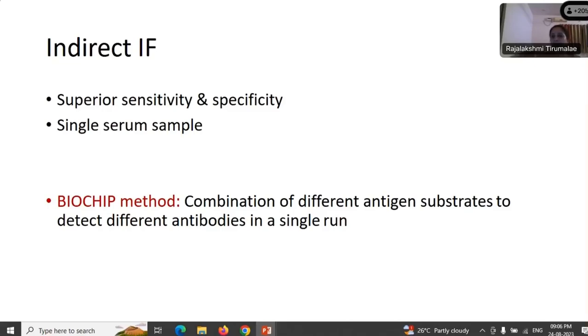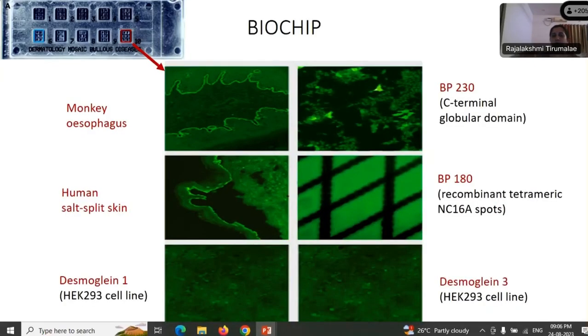You can pick up many conditions together. So what is this biochip mosaic? It contains 6 substrates. You have the monkey esophagus, you have the salt split skin, and then you have the cell lines, desmoglein 1 and 3, and then 230 and 180 are quoted as recombinant spots, right?